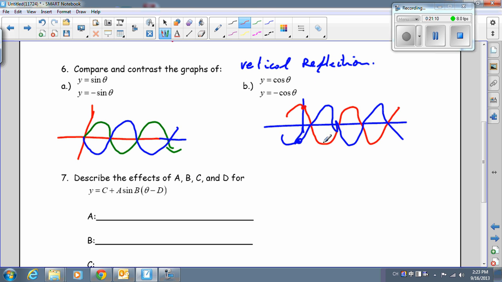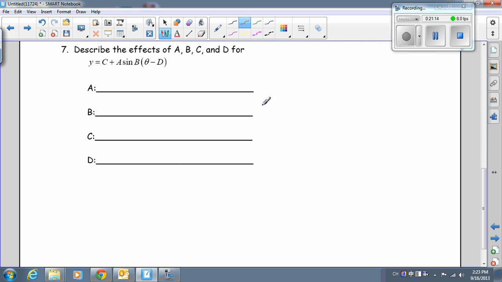Describe the effect of A, B, C, and D. If you don't have this, then you don't have anything. This is the most important information here. A represents, we've studied it already, the amplitude. And if, of course, there's a negative in front of A, it can be a reflection. Negative just means what? Reflection.